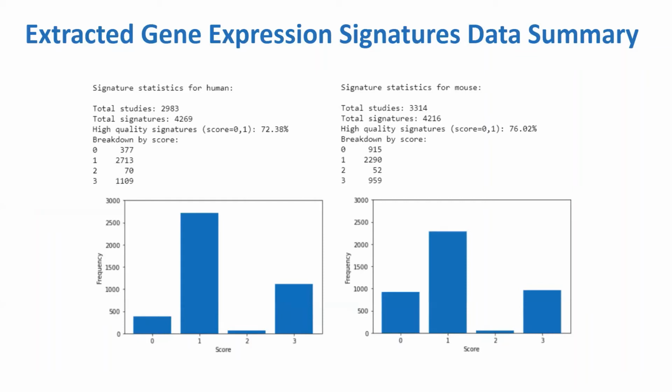So these are some statistics regarding the calculated signature data with human on the left and mouse on the right. For human, there were almost 3,000 studies, which corresponded to about 4,000 signatures. About 72% of the human signatures were given a score of 0 or 1. For mouse, over 3,000 studies corresponded to about 4,000 signatures, with 76% of them given a score of 0 or 1. The score breakdown for human and mouse is also tabulated and graphed as shown here.